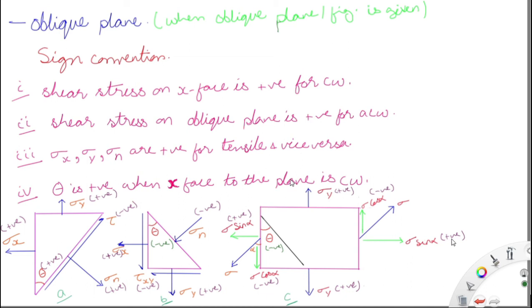Sigma y is also positive, and sigma cos alpha will give you the shear stress on the x face as an anti-clockwise moment, that's why it's a negative one, because shear stress on the x face is positive for clockwise. So these are the sign conventions for an oblique plane.